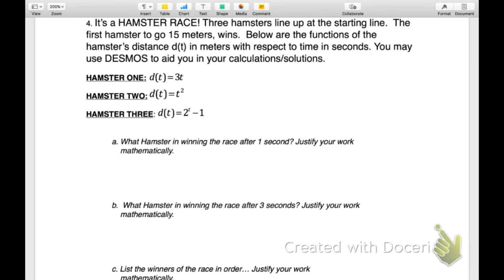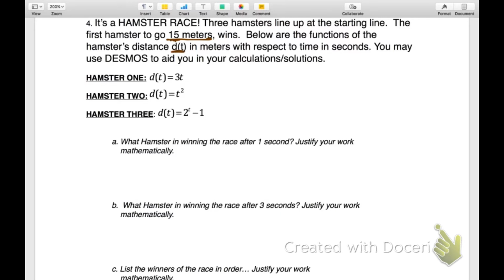So we have a hamster race, and 3 hamsters line up at the starting line. The first hamster to go 15 meters wins. Okay, so that's 15 meters wins. Below are the functions of the hamster's distance, d and t in meters, with respect to time in seconds.